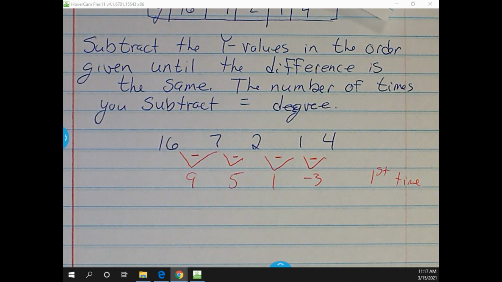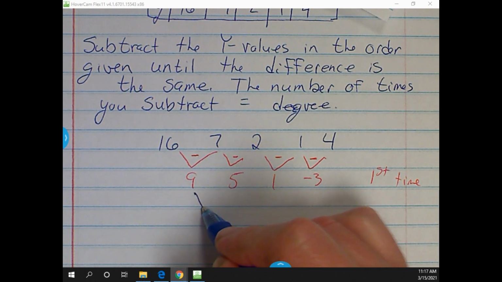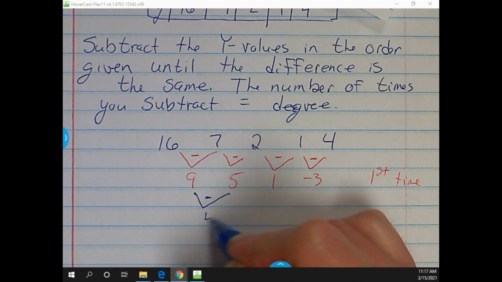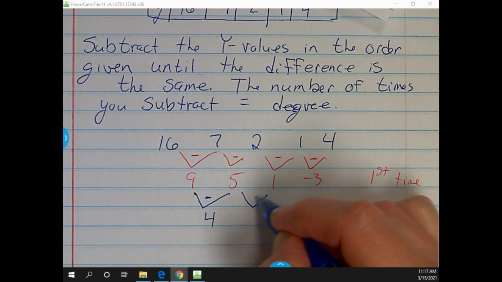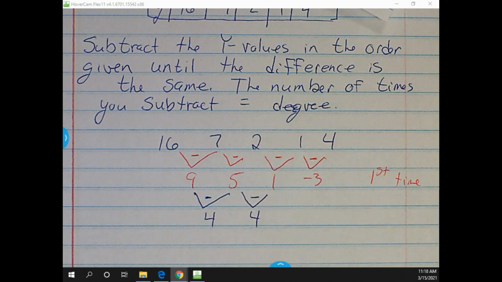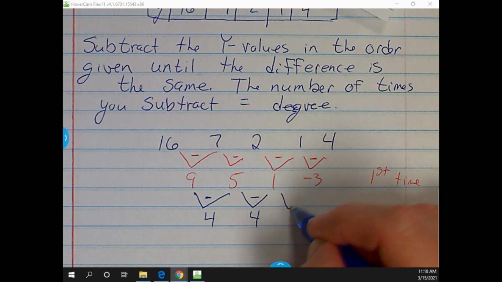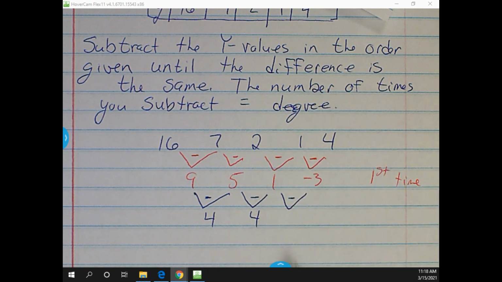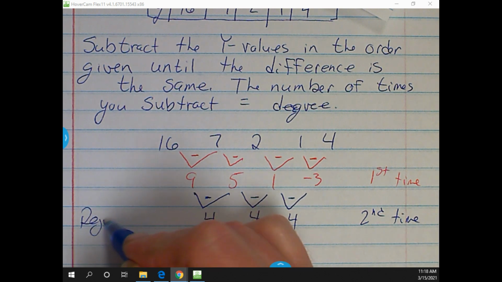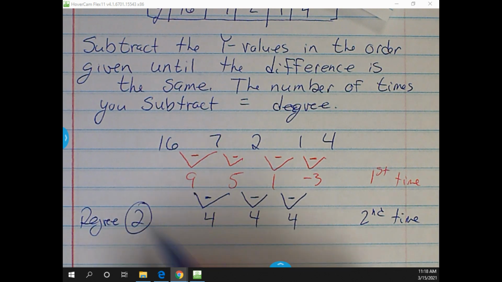So now we're going to do the same thing again. Now we're going to do 9 minus 5, which is 4. We're going to do 5 minus 1, which is also 4. So this one comes out to be a 4. We're in business here. And this one is 1 minus negative 3. But if you do minus a negative, that makes it a plus. So that's really 1 plus 3, which would also be 4. And that's the second time that we subtracted. So for this one, the degree would be 2.